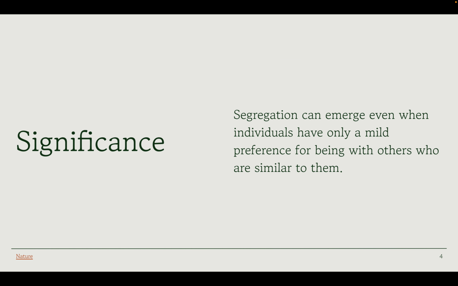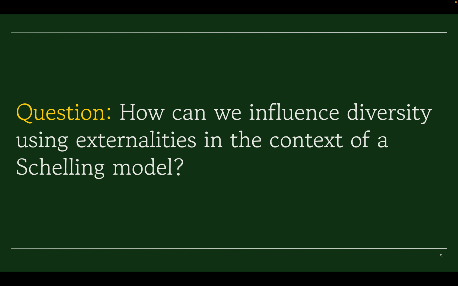So what is the significance of this Schelling model? Segregation can emerge in somewhat mild circumstances. Also, in the modeling world, it introduced this concept of a behavioral threshold that inspired a number of other models of collective social behavior. The question we wanted to think about was, how can we influence diversity using externalities in the context of the Schelling model?